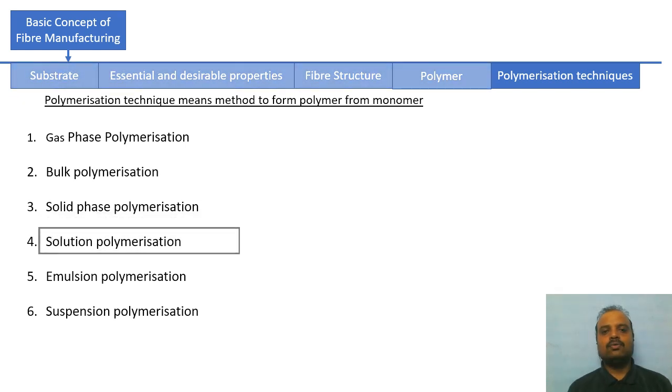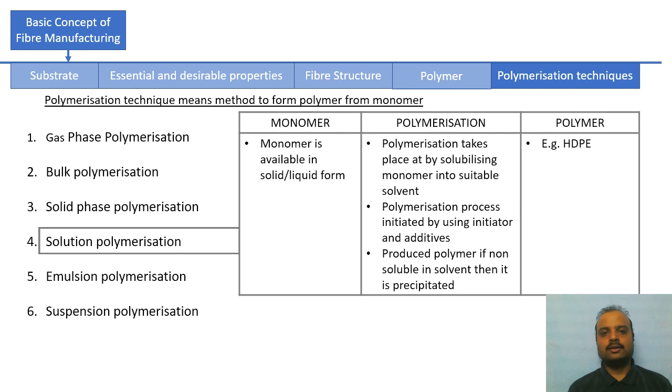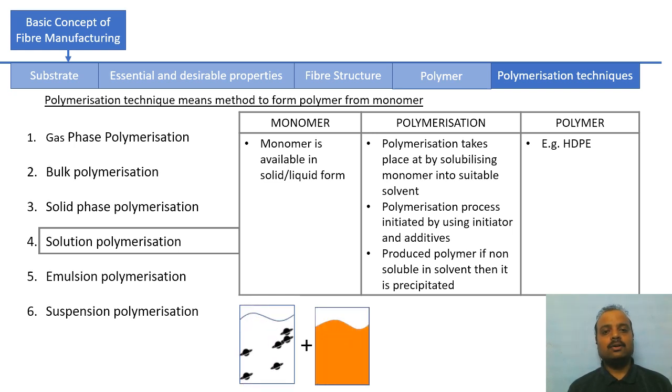This is the fourth common polymerization technique, where a reaction mediator known as a solvent is used. Initially, the monomer is available in a liquid or solid form. They get solubilized into a solvent along with initiator and some additives.